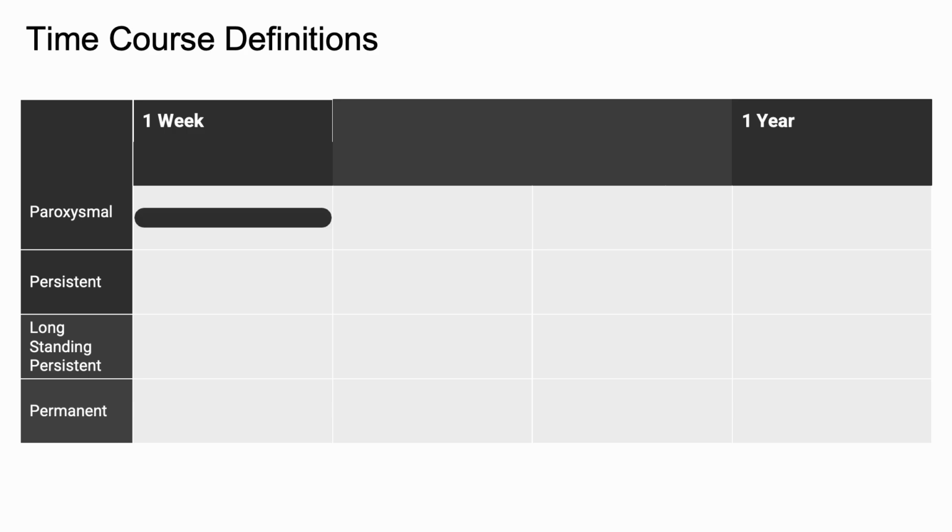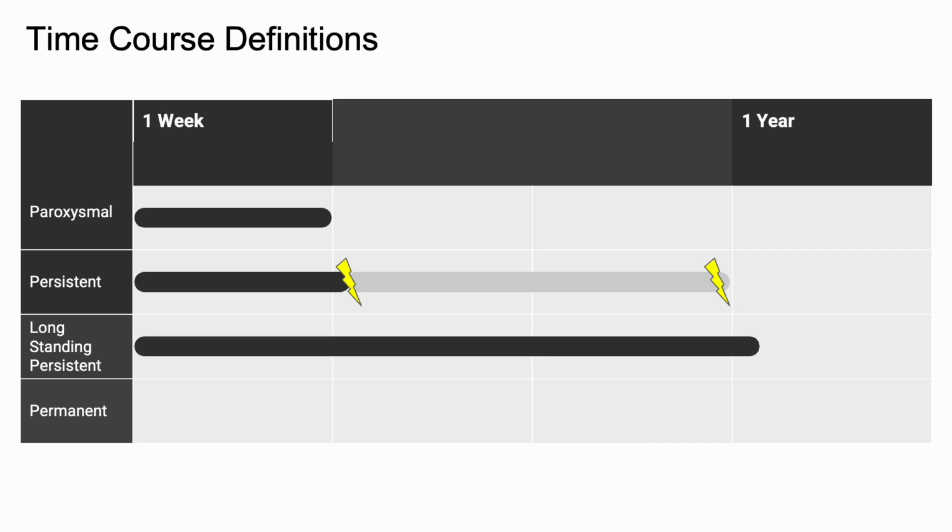So we start with paroxysmal Afib, which is characterized by episodes that terminate spontaneously within 7 days of onset, typically within 48 hours. Then moving along, we have persistent Afib, which is episodes that last more than 7 days or require termination by cardioversion. Third, we have long-standing persistent Afib, which is continuous Afib lasting for more than 1 year.